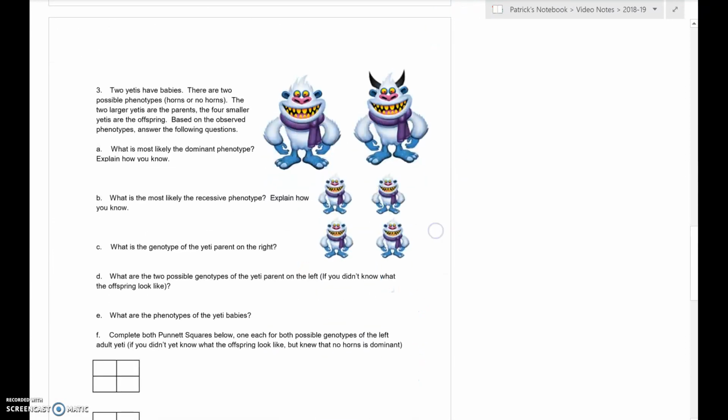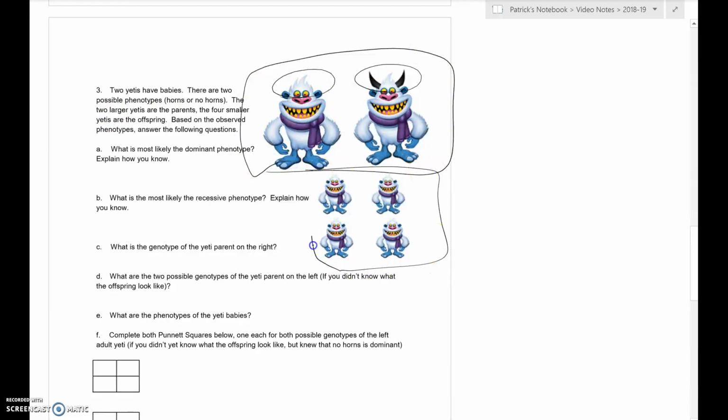So let's take another look at an example like this. Here we have some Yetis. We're looking at a phenotype of their horns. They either have horns or they don't have horns. The 2 big Yetis here are our parents, and the 4 small ones are their offspring. So here we want to figure out what do we think is most likely the dominant phenotype. So it could either be having horns as dominant or not having horns as dominant. So think about this for a second.